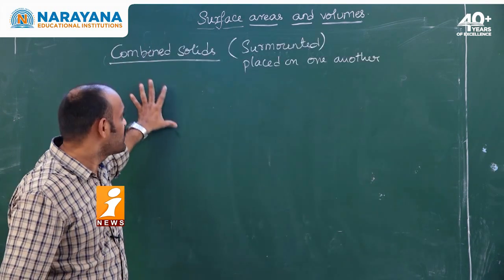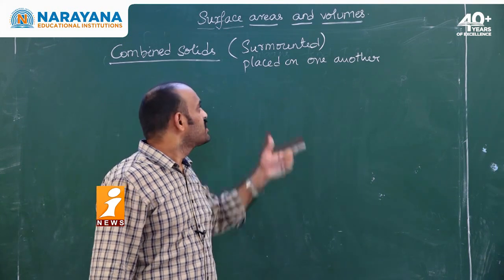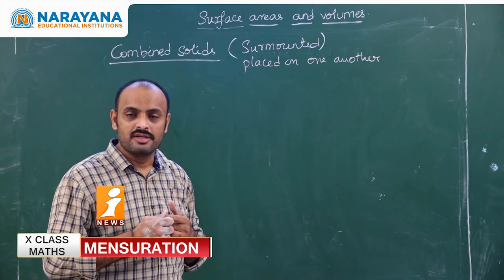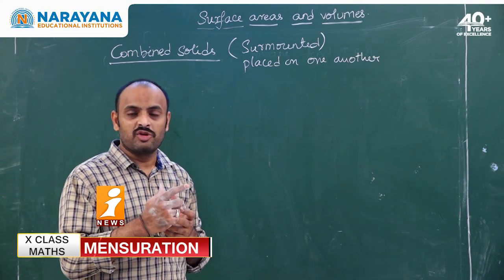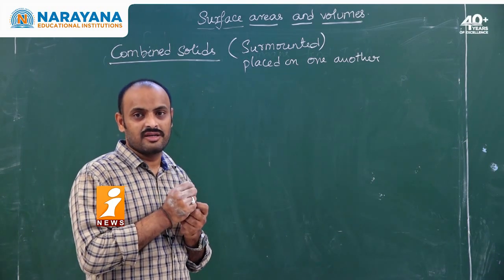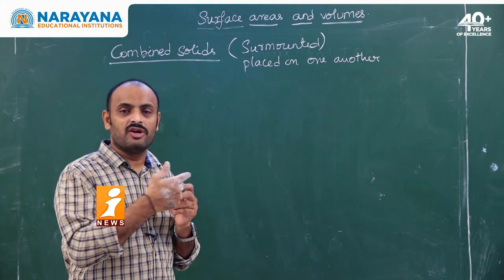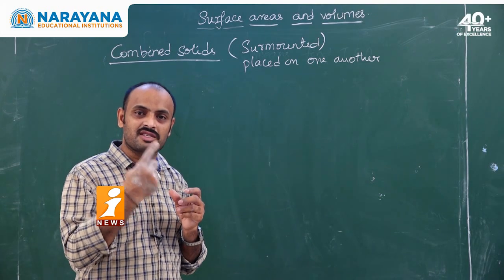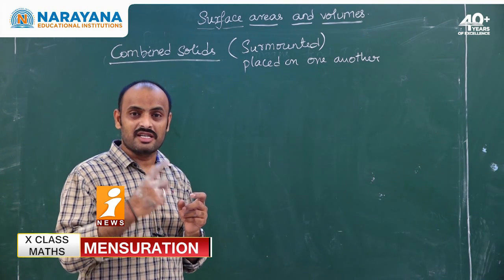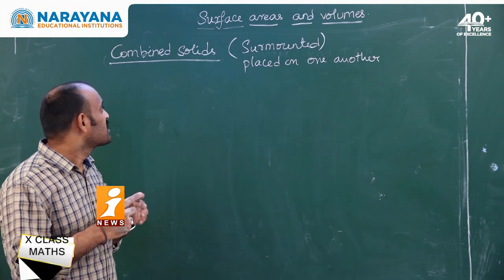Let's see, next comes combined solids. In combined solids, you are going to see these kinds of words, surmounted or placed on one another. So a cone is surmounted on a hemisphere, a cone is surmounted on a cylinder, or a cylinder is joined with 2 hemispheres, or 2 hemispheres stuck to either end of the cylinder. All these come in combined solids.